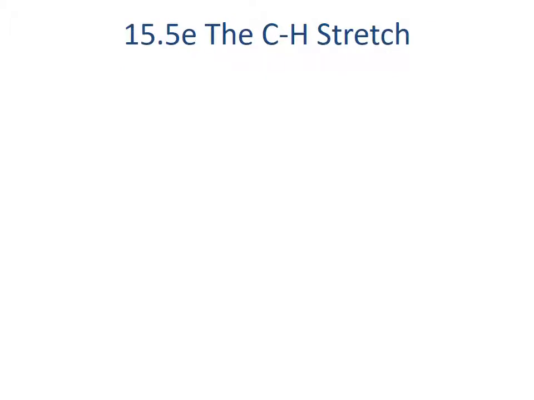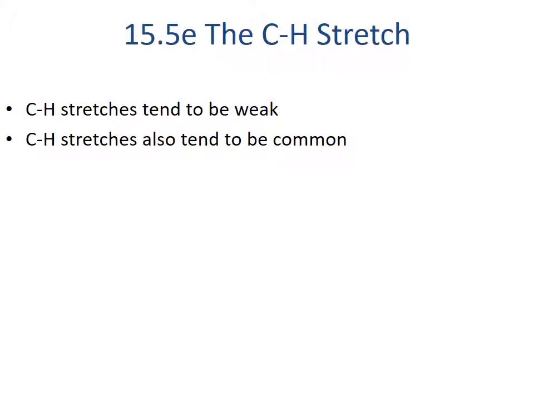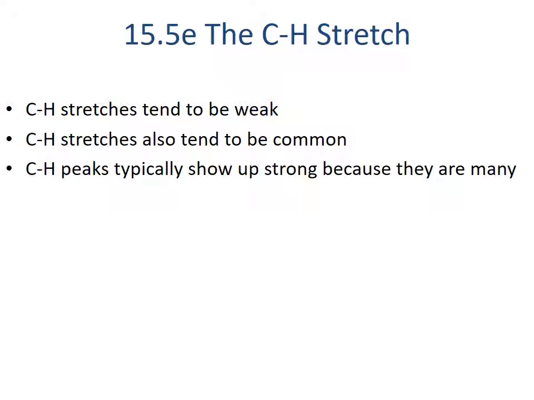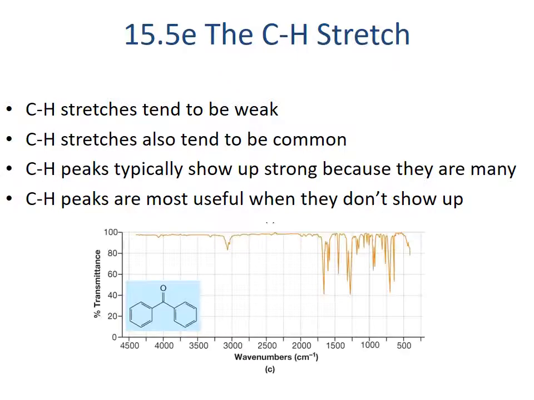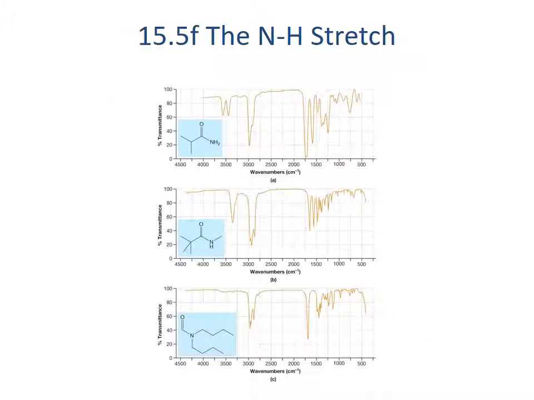CH stretches are both weak and also common, so they show up very strong in many spectra from sheer quantity. When they don't show up strongly, it's a big deal. For example, the very weak CH stretch just above 3000 indicates that there are not many CH stretches in the benzophenone molecule shown. NH stretches tend to be stronger and narrower than OH stretches.